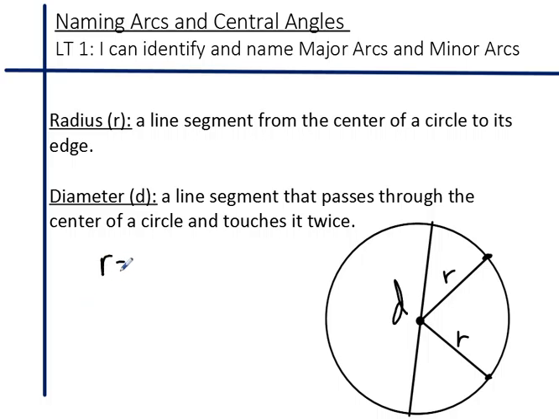A radius is found by taking the diameter and cutting it in half, and the diameter is found by doubling the radius. For example, if the radius on this circle was 6, the diameter would be 12. If the diameter on this circle was 16, then the radius would be 8.